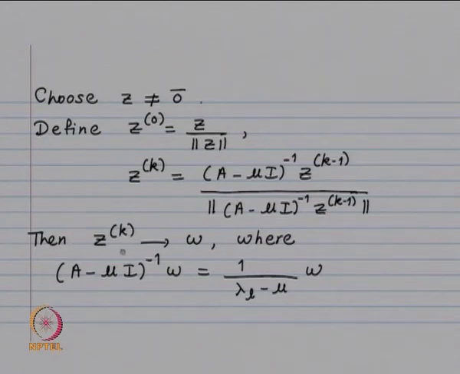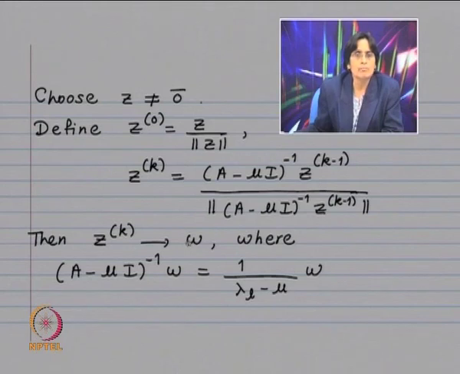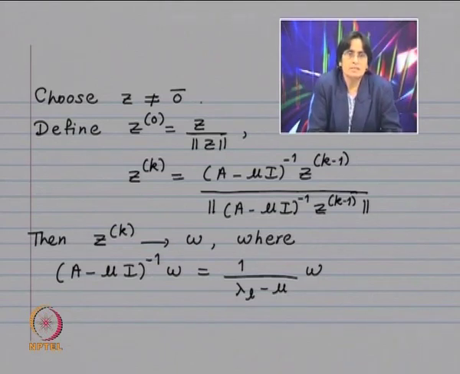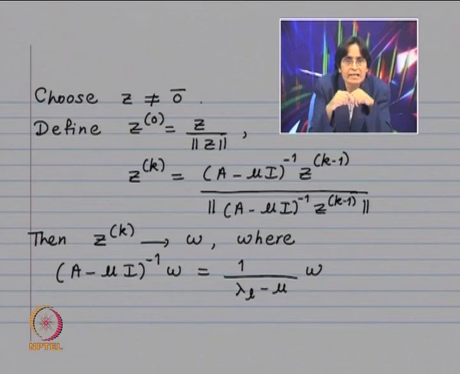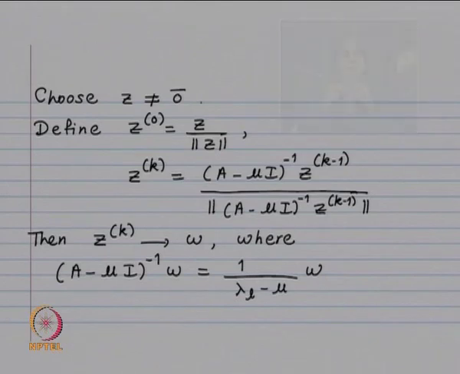Then this z k is going to converge to, say, vector W. This vector W will be an eigenvector associated with matrix (A minus mu I) inverse, with 1 upon lambda l minus mu being the eigenvalue. Now, what we are interested in is eigenvalues of matrix A and associated eigenvectors. We have obtained an approximation to an eigenvector W, which is an eigenvector of (A minus mu I) inverse.